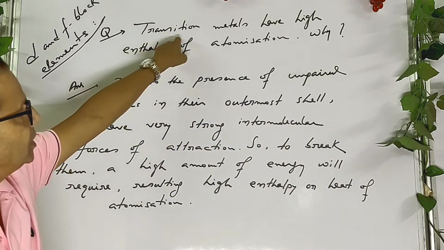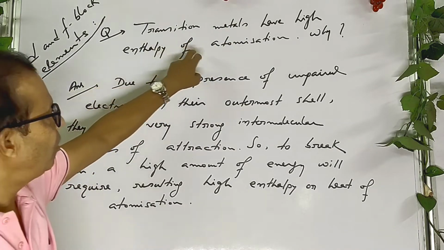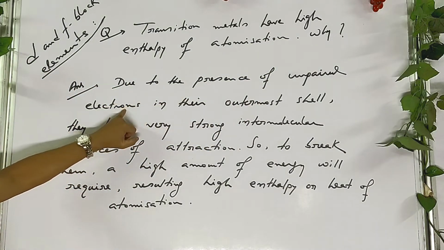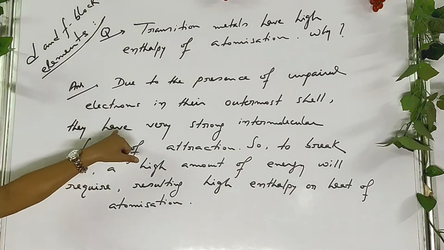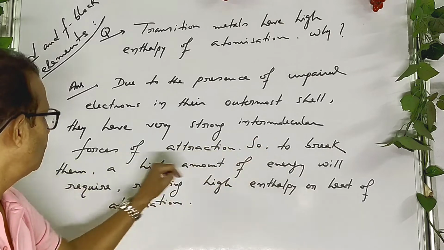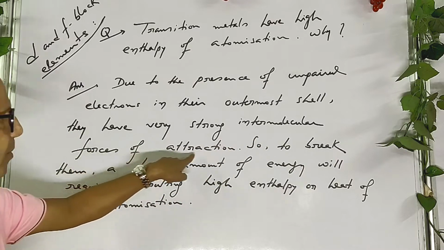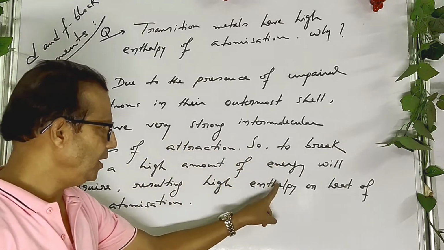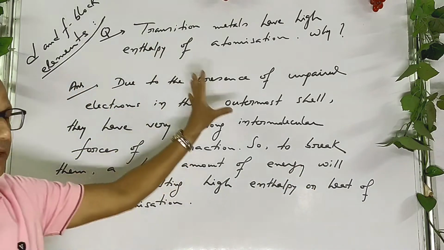So the question is, transition metals have high enthalpy. Enthalpy means heat of atomization. Why? Due to the presence of unpaired electrons in their valence shell or outermost shell, they have very strong intermolecular force of attraction. So to break the molecules, a high amount of energy will be required, resulting in high heat or enthalpy of atomization. Okay, I think you understand.